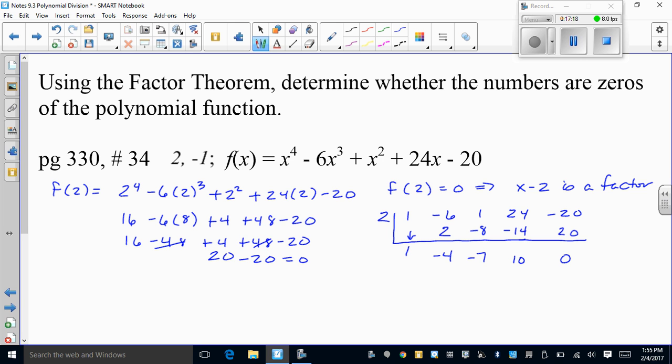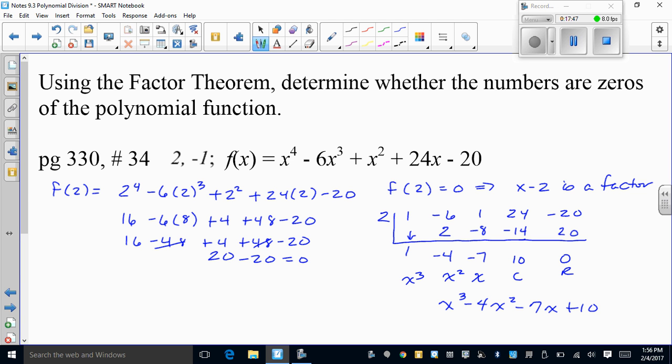Remainder, constant, x, x squared, x cubed. So I now have x cubed minus 4x squared minus 7x plus 10. And then we can use factor scales to get this down and find another factor. Or we can simply just play with it.